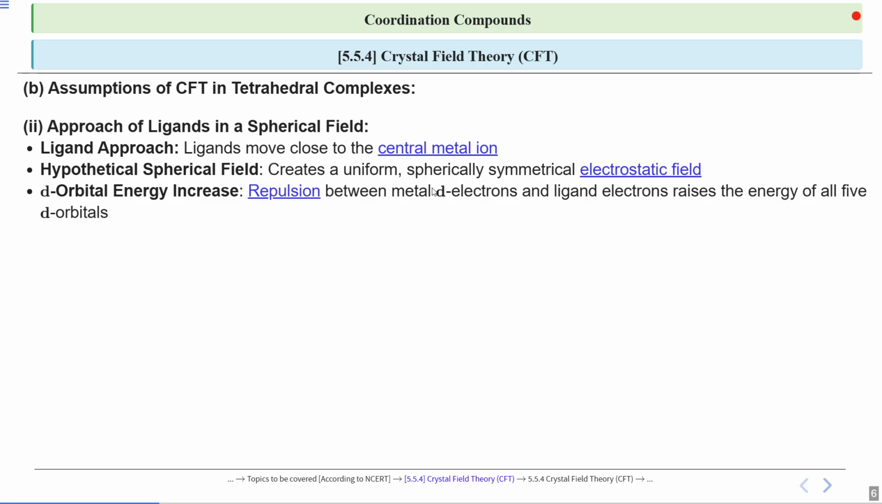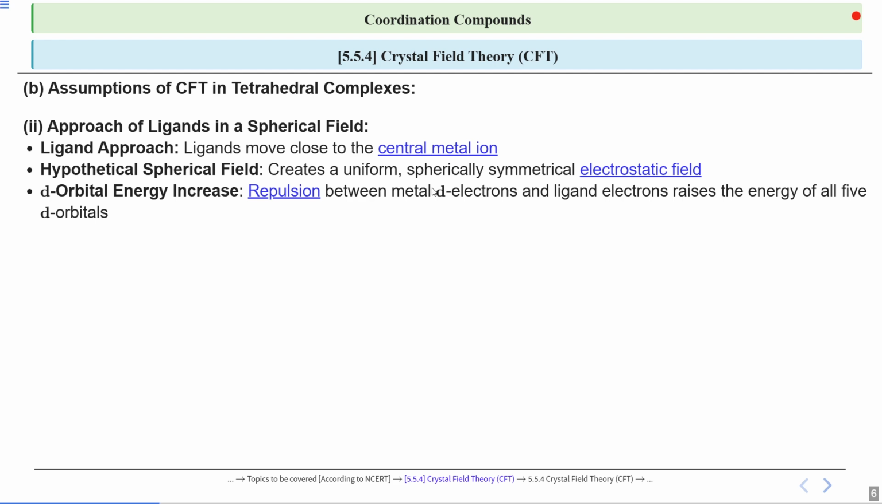Okay, so the ligands are going to move closer to the central metal ion, and they are going to enter the hypothetical spherical symmetrical electrostatic field which is created around the central metal ion. Now what happens by that?